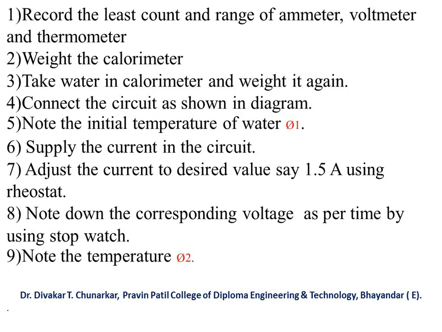Then, the procedure of this experiment. Record the least count and range of the ammeter, voltmeter and thermometer. Weigh the calorimeter. Take the water in the calorimeter and weigh it again. Connect the circuit as shown in the circuit diagram. Supply the current in the circuit. Adjust the current to the desired value, say 1.5 ampere, using the rheostat.